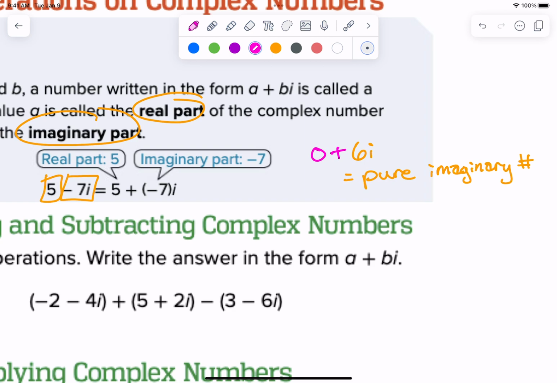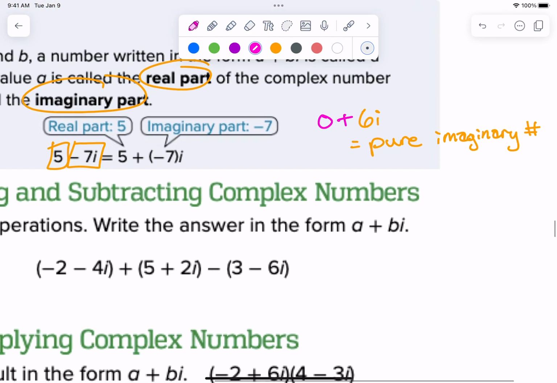The number without the I is the real part. So if he doesn't have a real part, then he's a pure imaginary number because he's only imaginary. They didn't even give that to you, so they probably aren't going to ask you, but just so you know.